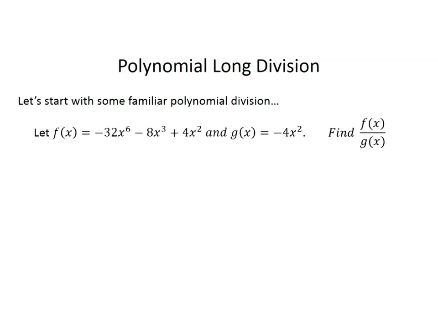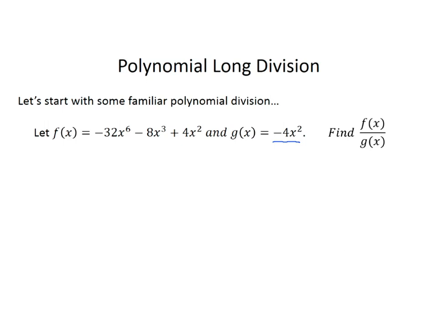Polynomial long division. So let's start with some familiar polynomial division first. We're given a function, f of x, and a function, g of x. And we're asked to divide f of x by g of x. Now what we're dividing by is negative 4x squared. So this is just like we've done in the past where we're factoring that out. So I'm going to write it a little bit differently just so it's clear.